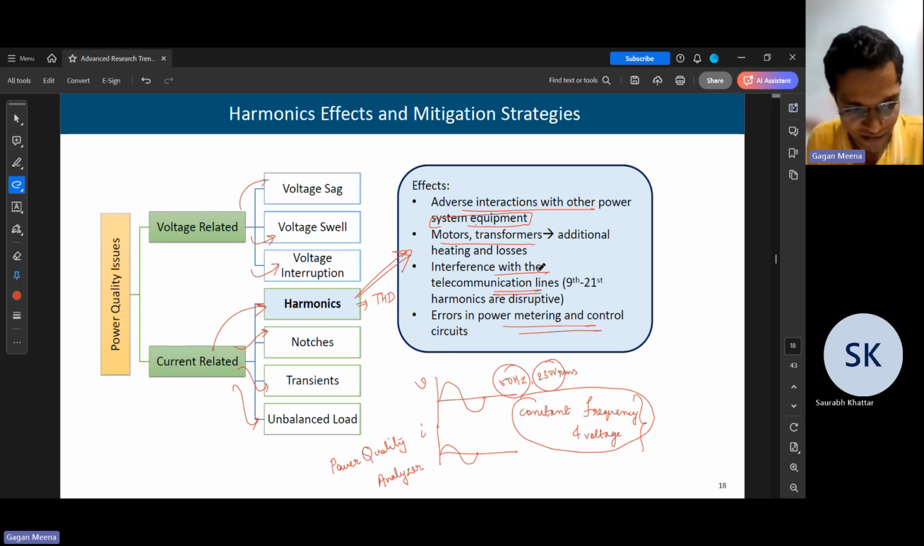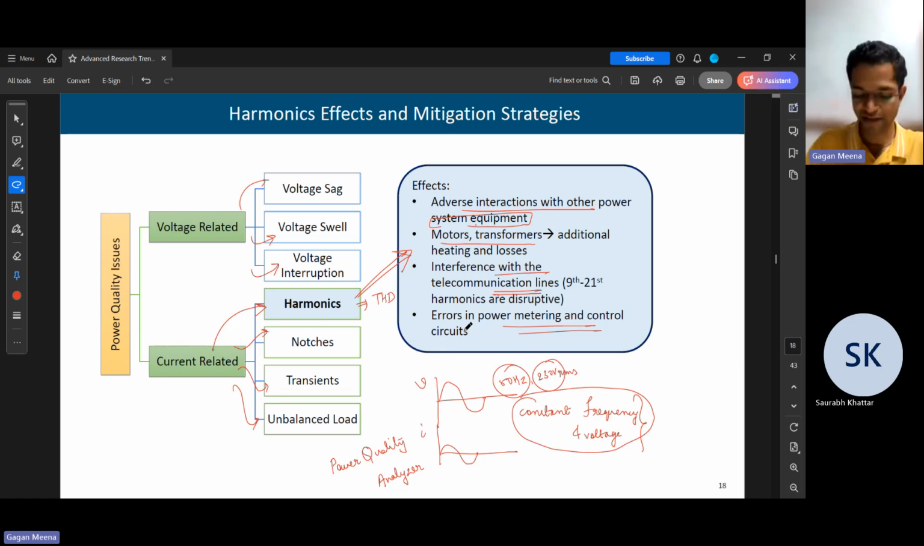Otherwise, if we do not condition or improve the signal, then the protection philosophy or algorithm will not be correct. That's why first of all the harmonics are removed and we only consider the fundamental frequency.